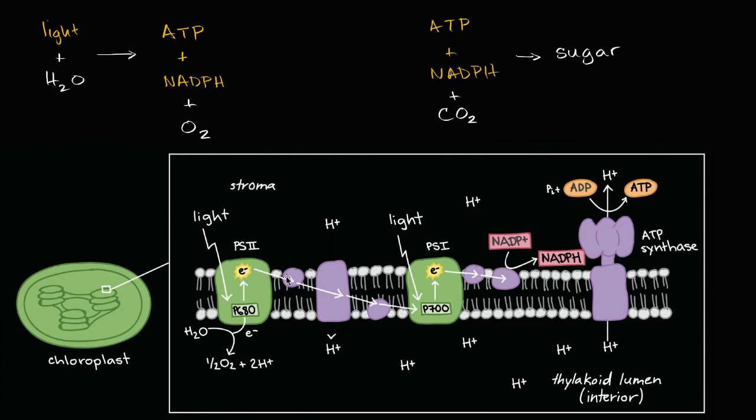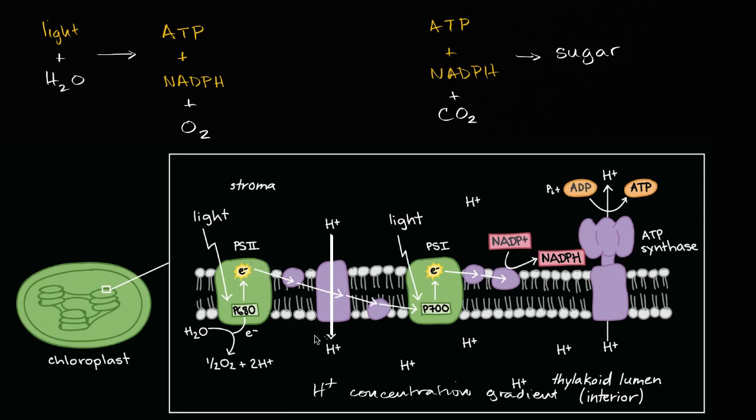goes from a high energy state to a lower energy state is used to pump hydrogen ions across the membrane, from the outside of the membrane in the stroma to the inside, within the thylakoid lumen. So you're building a hydrogen ion concentration gradient, where you have a higher concentration inside than you have outside.